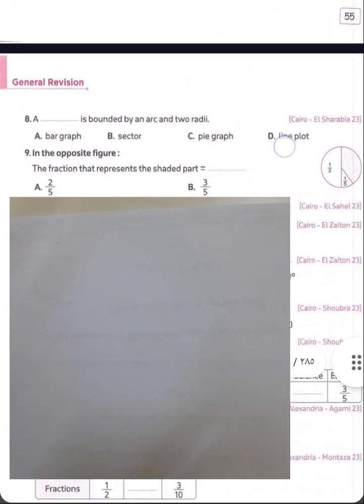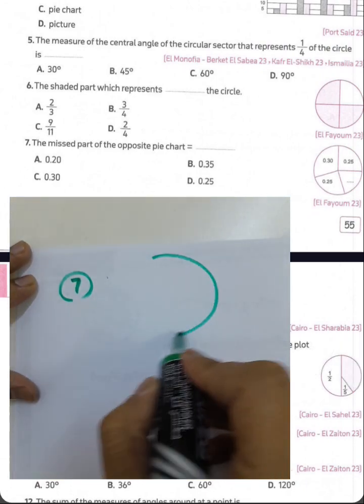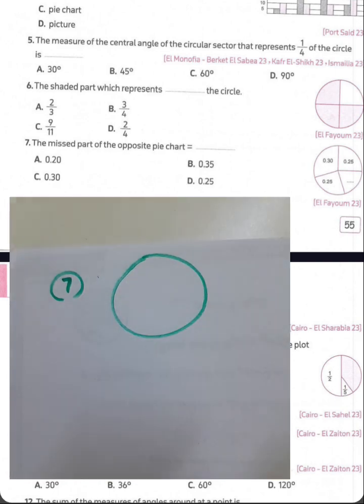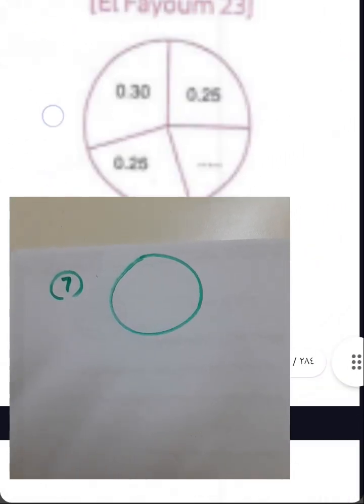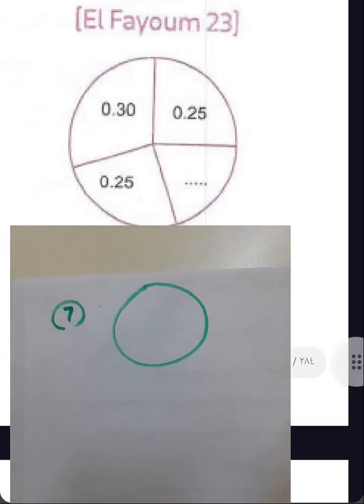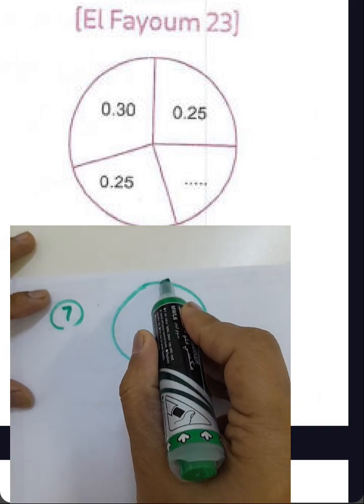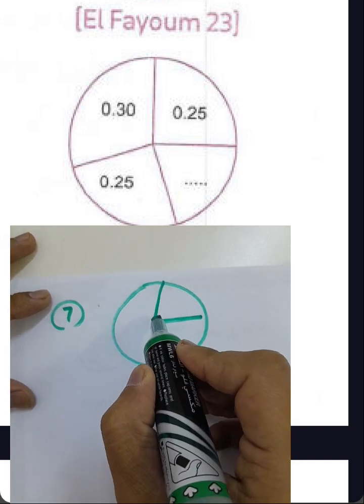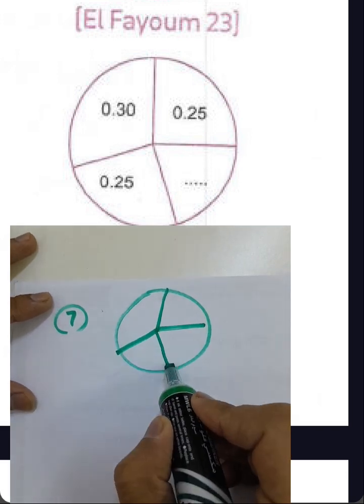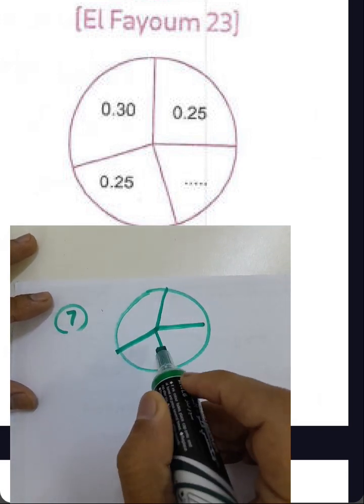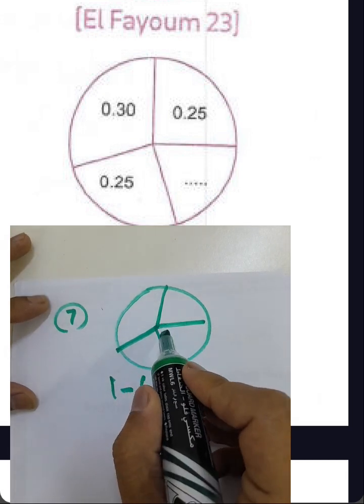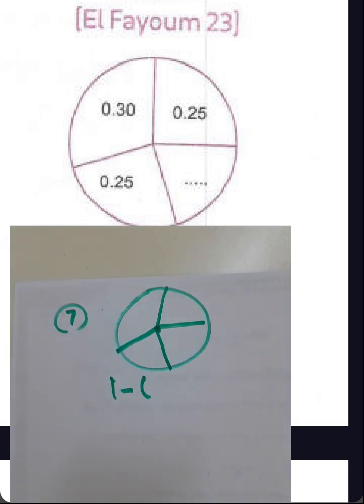Question number 7. The missing part of the opposite pie chart here, we have 25 hundredths and 30 hundredths and 25 hundredths. Okay, you can write here this part 25 hundredths and 30 hundredths. Okay, you can add them and subtract from 1. Write 1, subtract the sum of the circular measures.